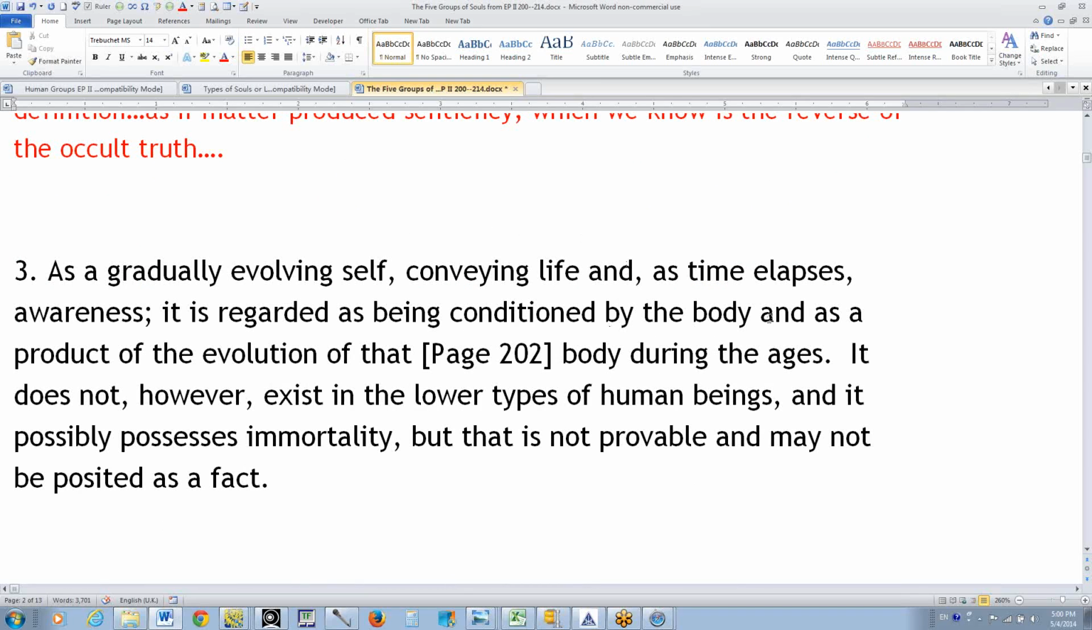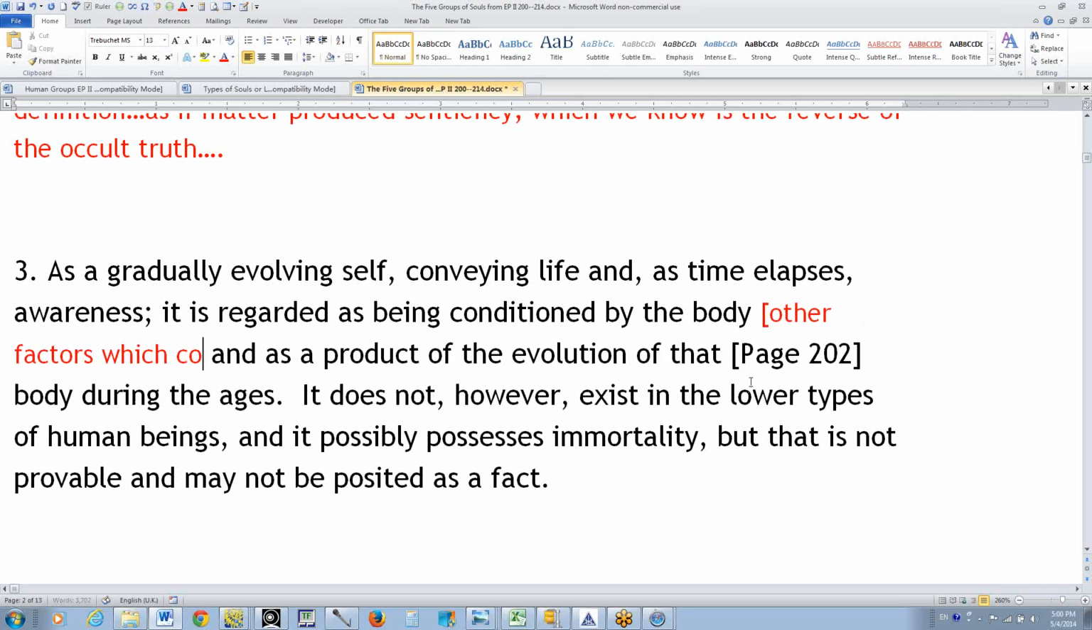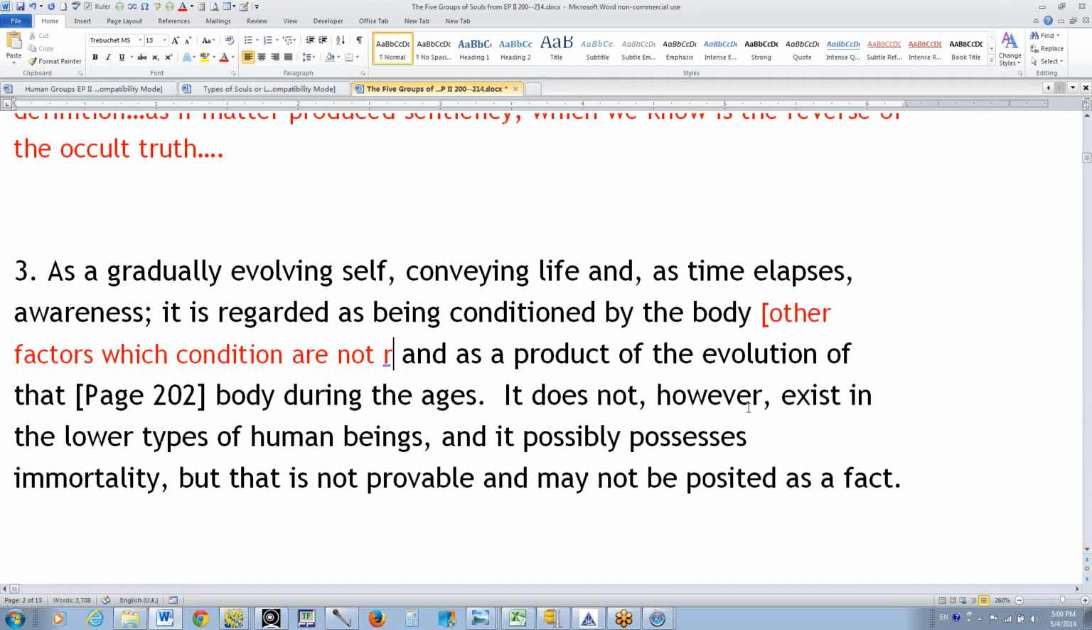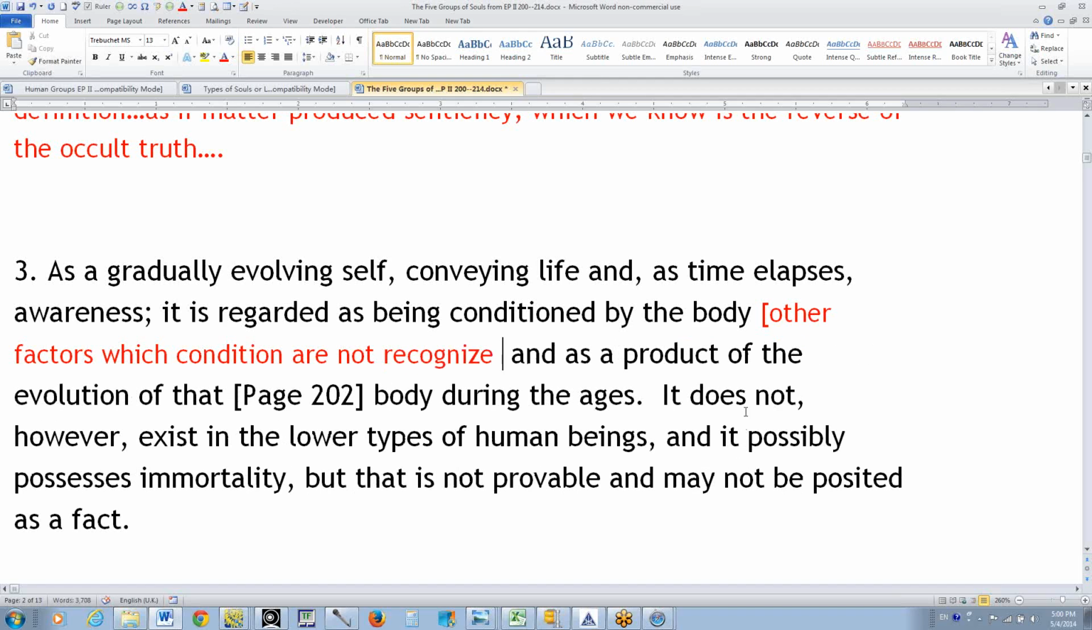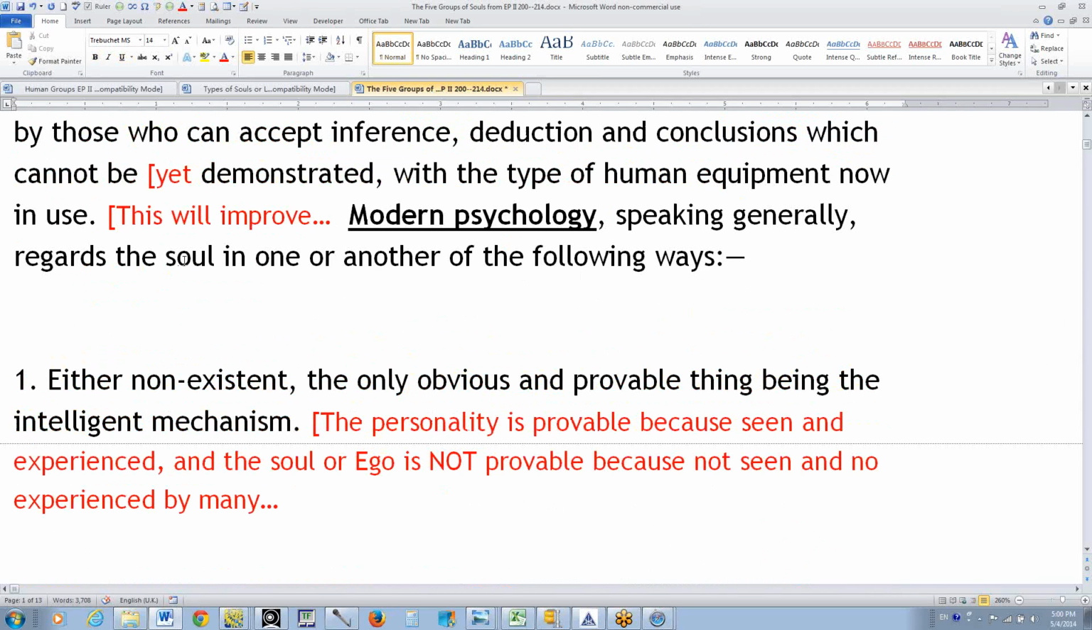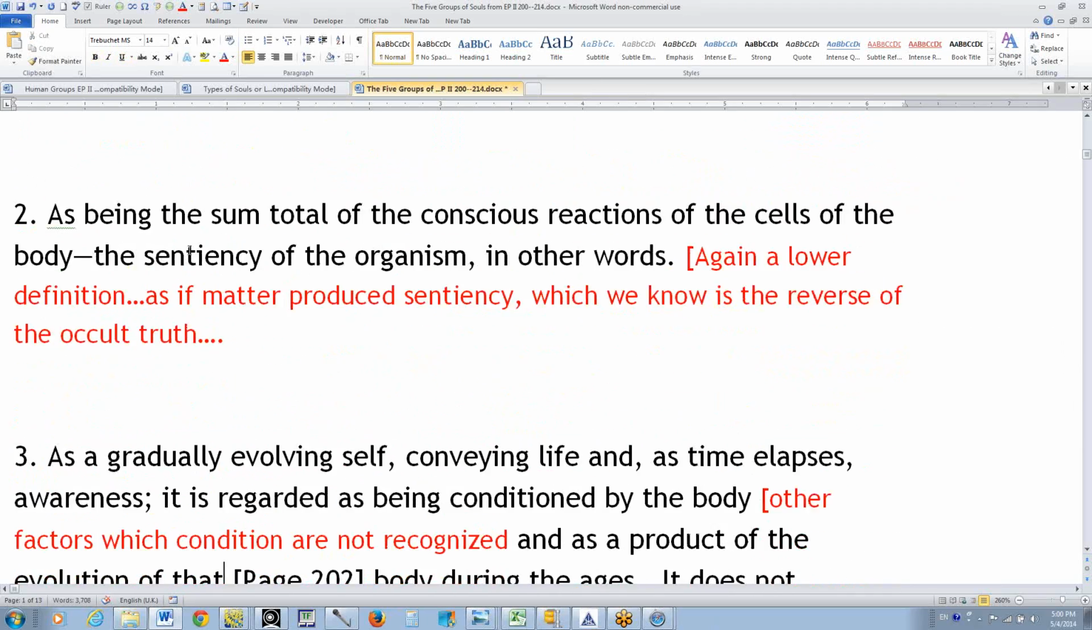Awareness conditioned by the body. Well, there are other factors which condition. Other factors which condition are not recognized. Product of evolution, and the lower types of human beings do not possess this. Of course, this is incorrect. All human beings necessarily possess soul, but of course it's not so easily demonstrable in those who have not had sufficient number of incarnations.